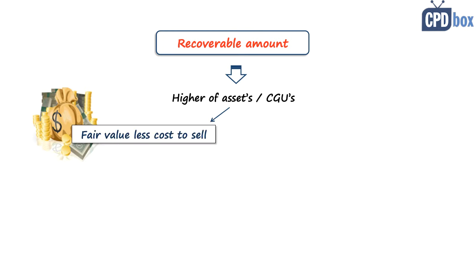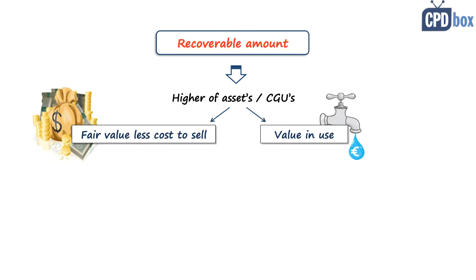So if you find that there are some of these indicators of impairment, you need to calculate impairment loss as a difference between carrying amount and recoverable amount. How do we figure out recoverable amount? Well, it's the greater of the asset's or cash generating unit's fair value less cost to sell and value in use.